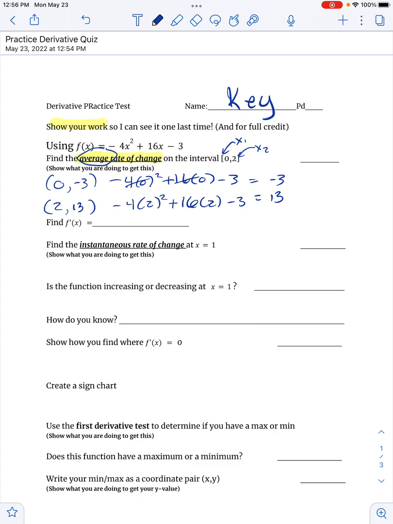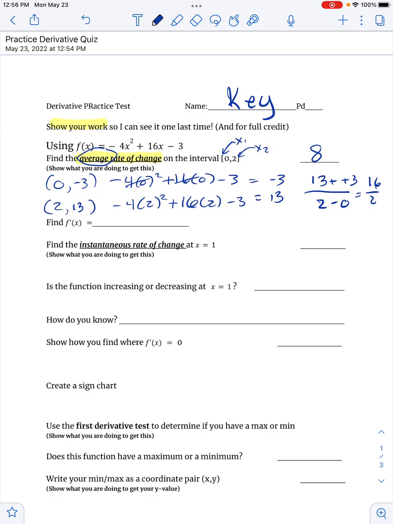So now I need to do average rate of change, which is going to be my slope formula. So it's 13, y2 minus y1 over x2 minus x1. This turns into addition, so I get 16 over 2, which is otherwise known as 8 in big people math.